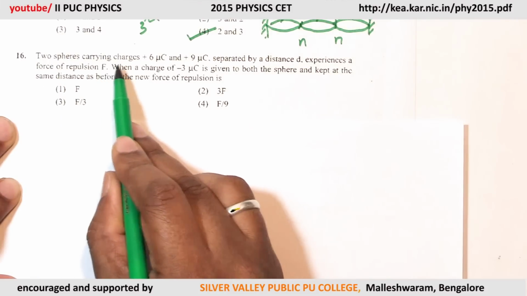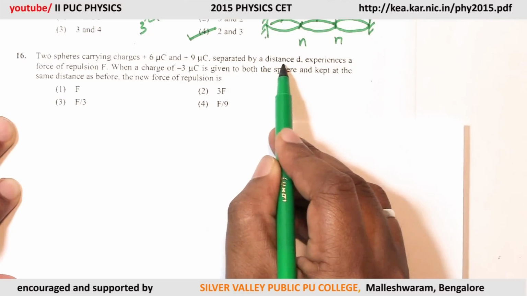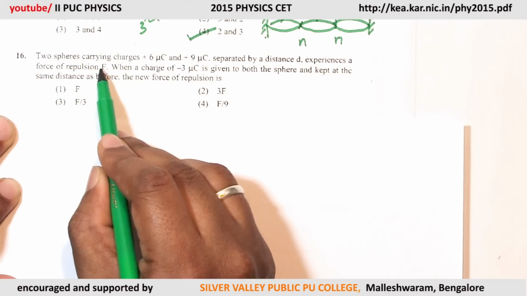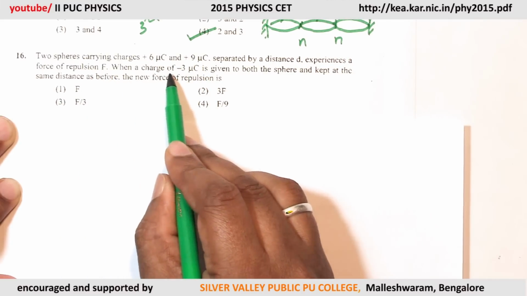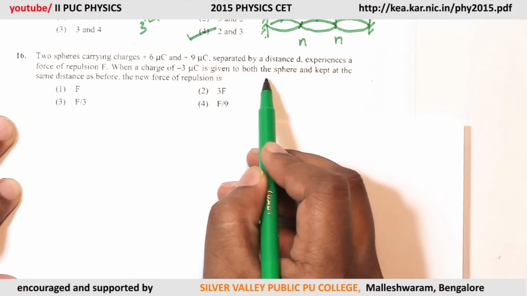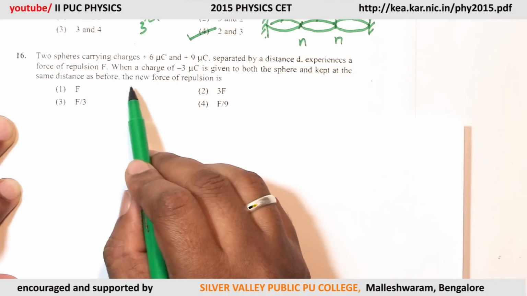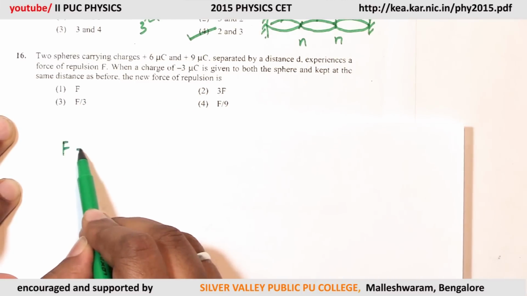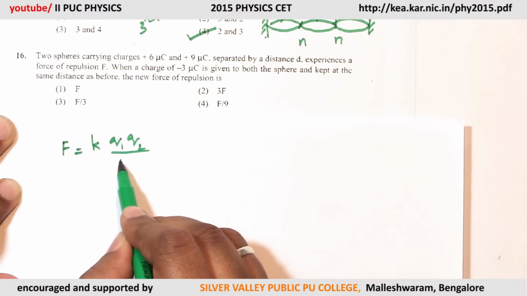2 spheres carrying charges 6 micro, 9 micro, separated by a distance d, experience a force of repulsion F. Repulsion because both are positive, like charges. When a charge of minus 3 microcoulomb is given to both the spheres and kept at the same distance as before, the new force of repulsion is, force is constant Q1 Q2 by R square.